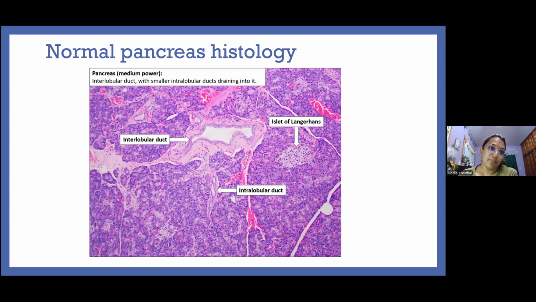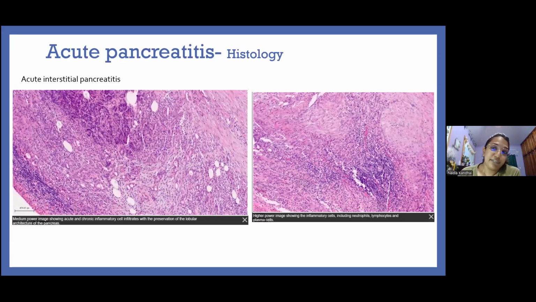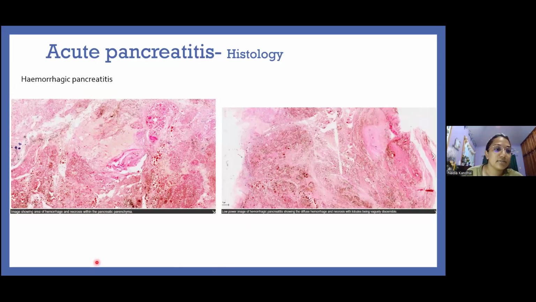In the normal pancreas at medium power, you could see the interlobular ducts and the islet. So then you can see the difference here on the left, the architecture and the glands, some of them are preserved, but there's a large amount of inflammatory cells distributed throughout the parenchyma. On the right, the neutrophils and the lymphocytes are seen, with some plasma cells as well. And in hemorrhagic pancreatitis, there's this loss of ability to see the glands, which is necrosis, admixed with the red areas of hemorrhage and pale areas of fibrosis.